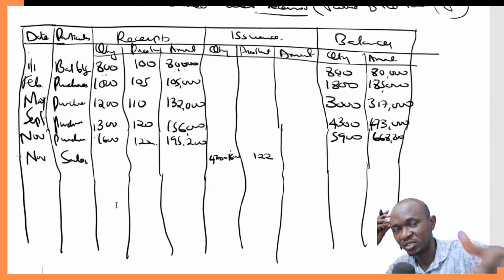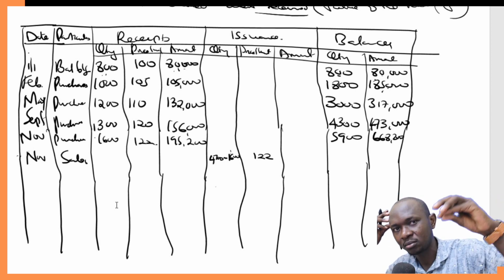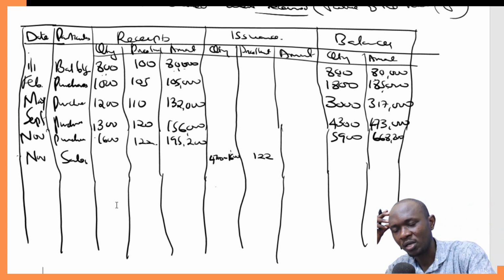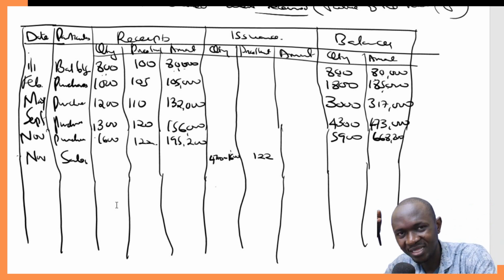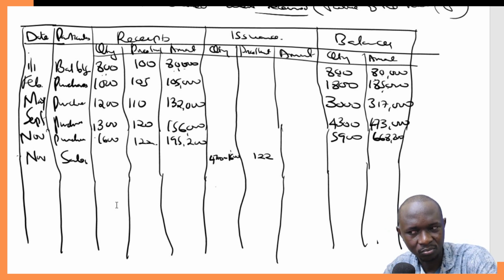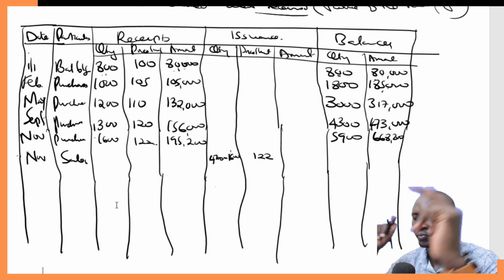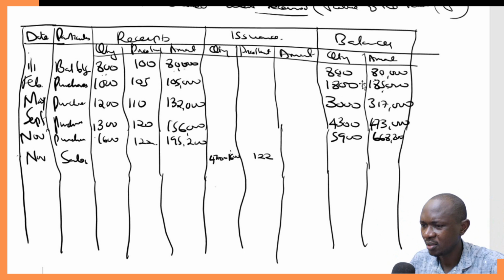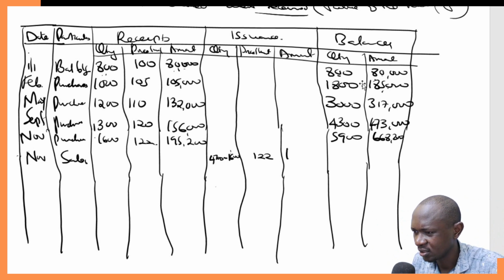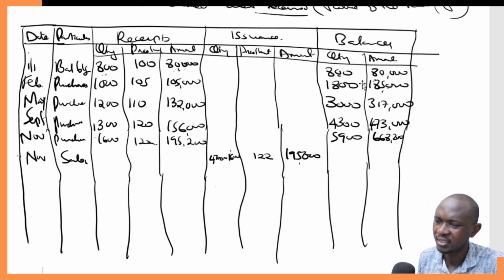We release the most current batch, so we will start with the November one. But the November one was received at 122 shillings per unit, so we can only release the November batch at the amount at which they were received. So in this case, 1,600 at 122. How much will that be? We have the figure there, 195,000. So we'll release these goods first.